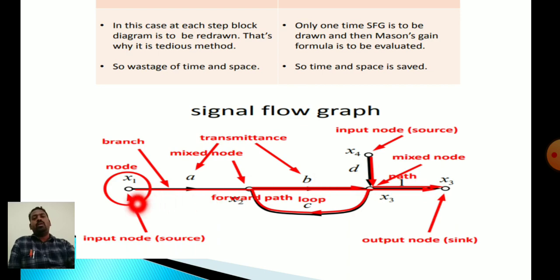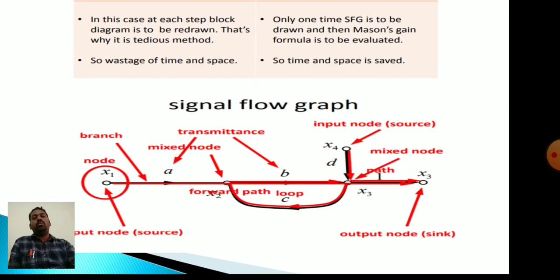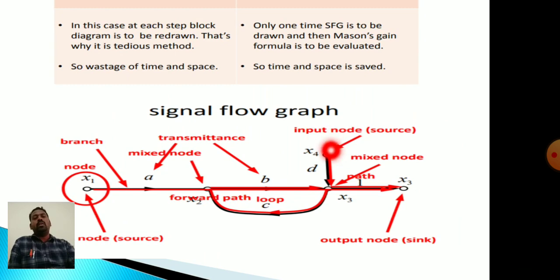So this is called input node or source node. One more input node is here, that is x4, and the output node is x3, which has only incoming branches, but from input nodes there are only outgoing branches. You see here x1 has only outgoing, and x4 also has only outgoing branches. These two, x2 and x3, are mixed nodes, having incoming branches as well as outgoing branches. So from here it is incoming, from here it is incoming and outgoing.